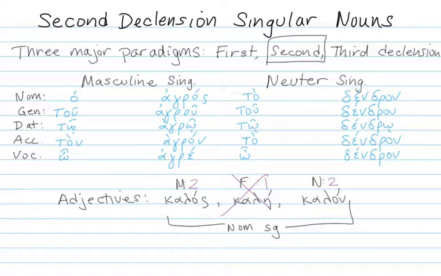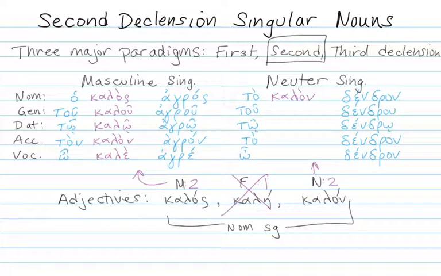Anytime you have a masculine noun and you want to modify it by an adjective, you have to use the masculine form of the adjective. So we get ho kalos agros. Anytime you have a neuter noun, you have to modify it with a neuter adjective. So we get to kalon dendron, and the rest is very predictable. Tou kalou agrou, tō kalō agrō, ton kalon agron, ō kale agre. And then in the neuter, tou kalou dendrou, tō kalō dendrō, to kalon dendron, and ō kalon dendron.